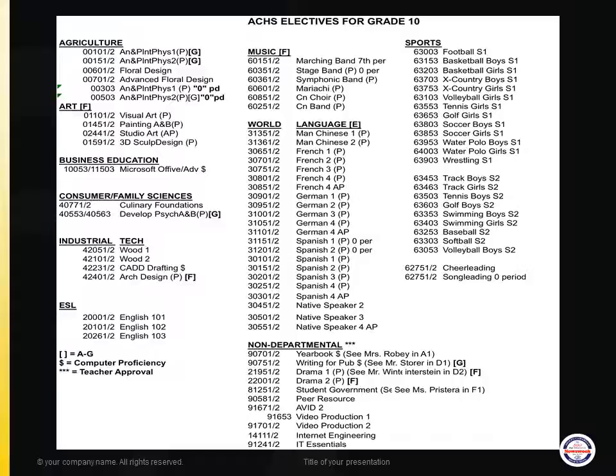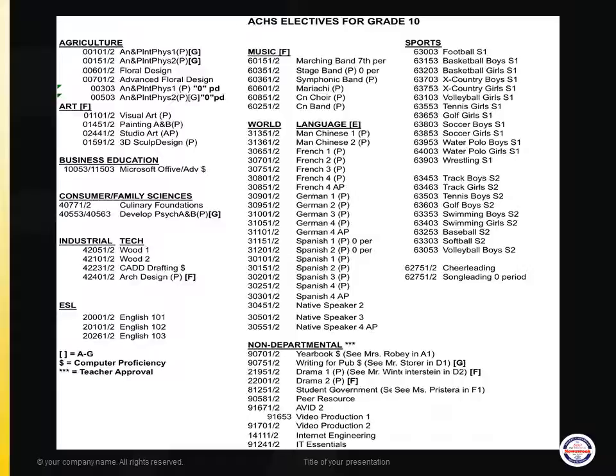Below that, we have Industrial Tech. You will take Wood Shop or the drafting class. Wood 2 or Architecture Design are the 2nd parts if you've taken Wood or the drafting class as freshmen. Moving to the middle column, the big change under music is that marching band will now be offered 7th period, and stage band, which is really a jazz band, will now be the 0 period class.